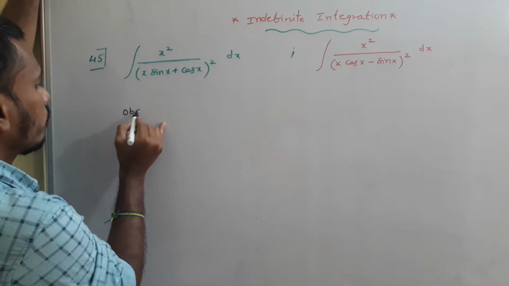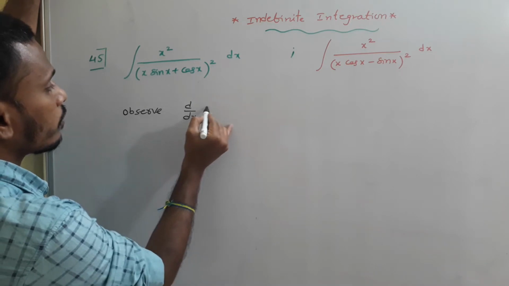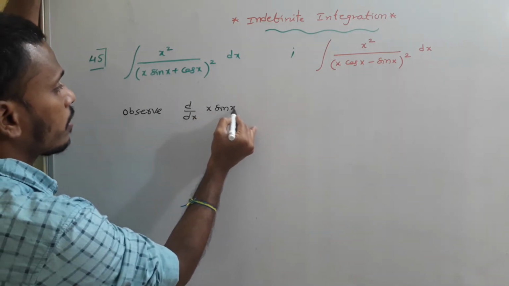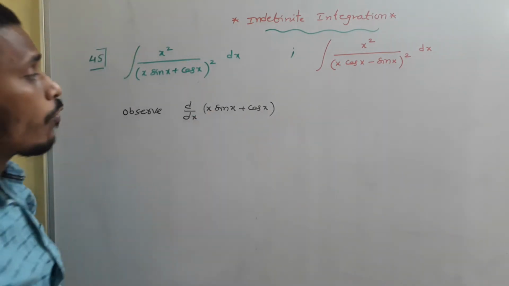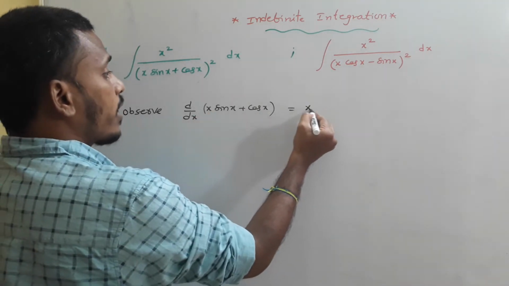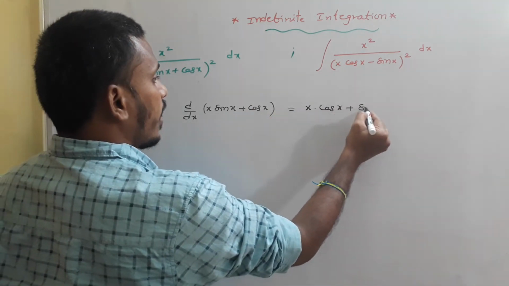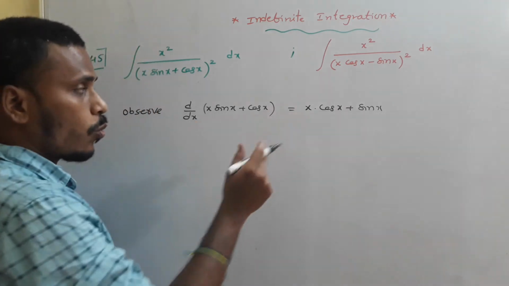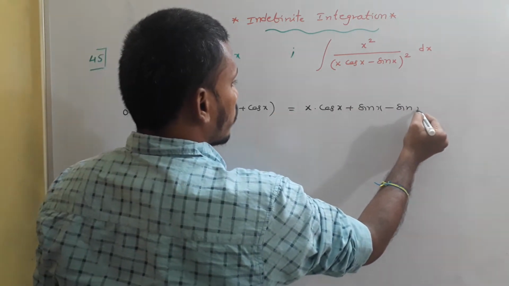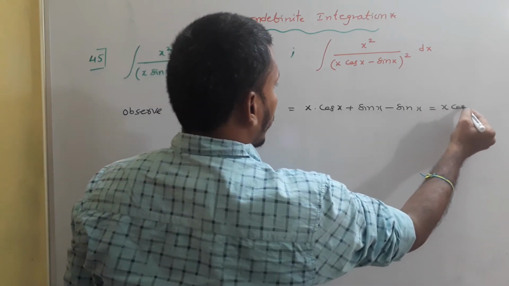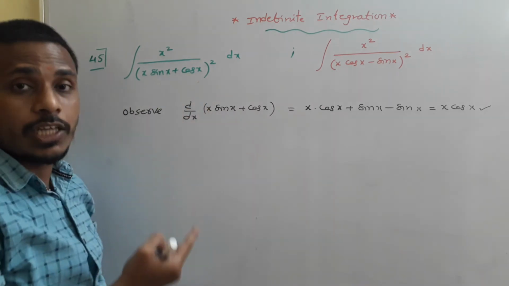Okay, observe. d by dx of x sin x plus cos x. What is the derivative of this? This equals x into derivative of sin x, which is cos x, plus sin x into derivative of x, which is 1, and for the derivative of cos x, which is minus sin x. So sin x and sin x get cancelled, and we are left with x cos x. Derivative of this denominator is x cos x.